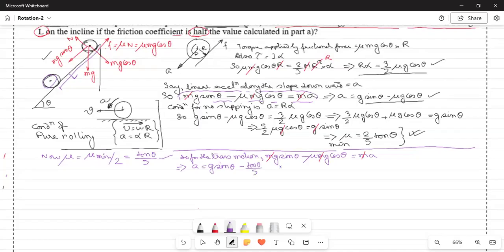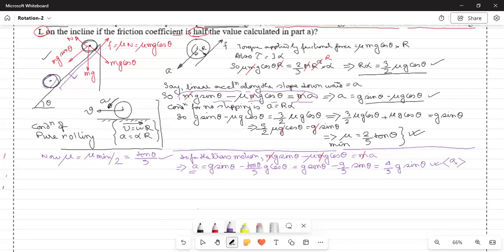Mu is tan theta by 5, multiplied by g cos theta, is equal to g sin theta minus g by 5. Now it is tan theta multiplied by cos theta, so I am left with sin theta only, minus g by 5 sin theta. Now g sin theta minus g by 5 sin theta is 4 by 5 g sin theta. So we have found the value of a. This is a. Finally, we have a linear acceleration, so it will slip down with an acceleration a.